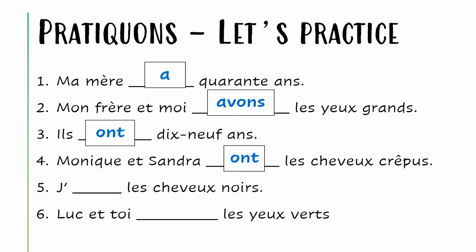Number five is very easy. J'ai les cheveux noirs. What does that mean? That means I have black hair. Numéro 6. Luc et toi, blank, les yeux verts. And that would be Luc et toi, vous. Vous avez les yeux verts. Luc et toi avez les yeux verts. You and Luc have green eyes. Easy as 1, 2, 3. Practice exercise on the verb avoir will follow on Edmodo. Get ready for it.